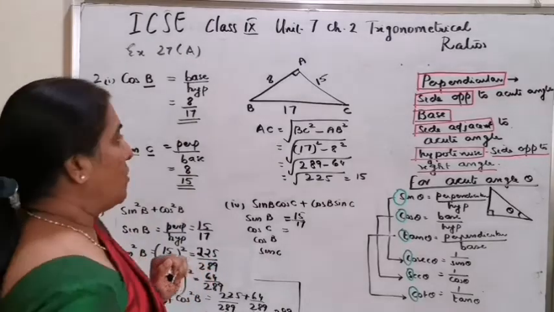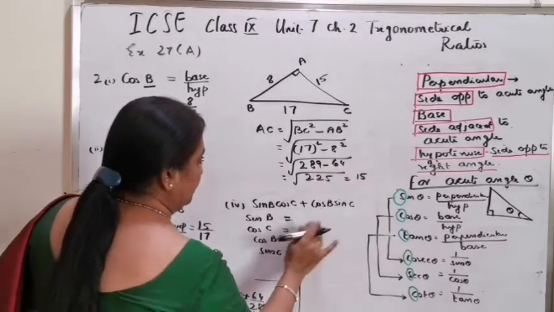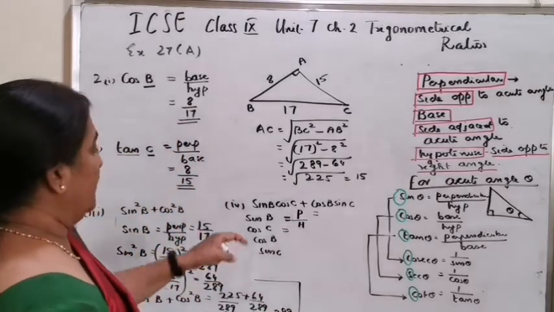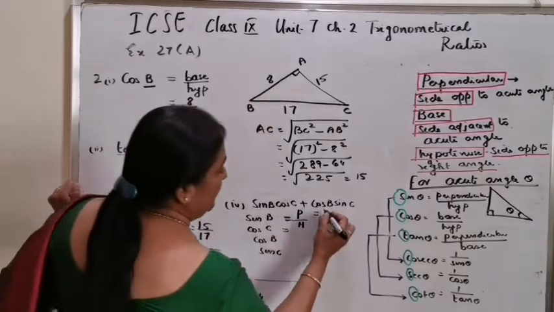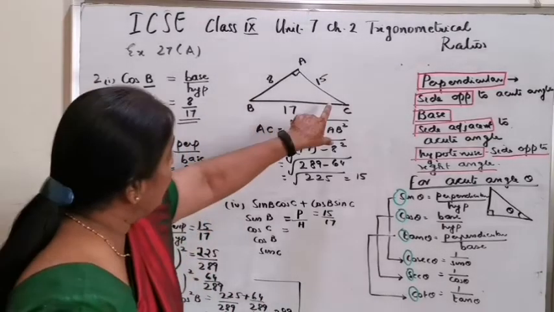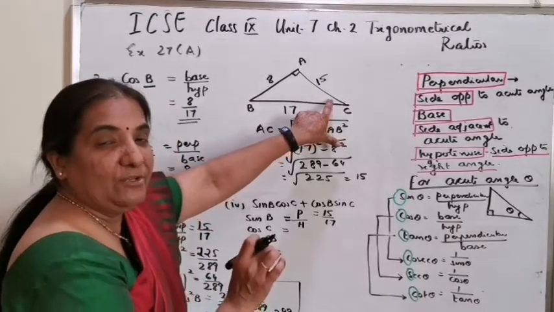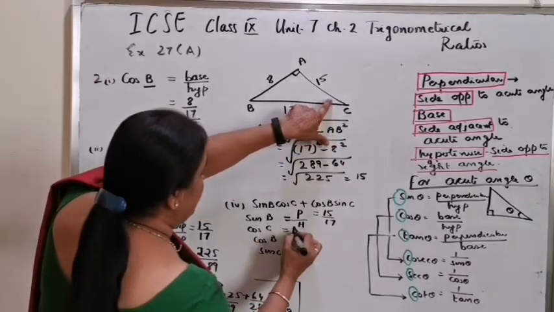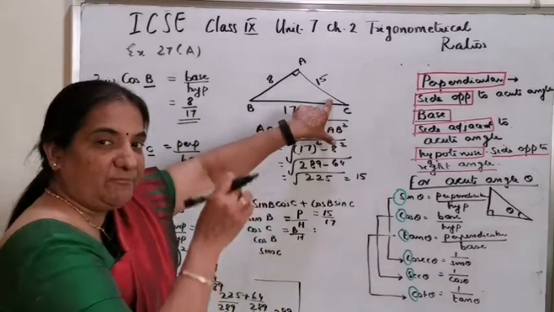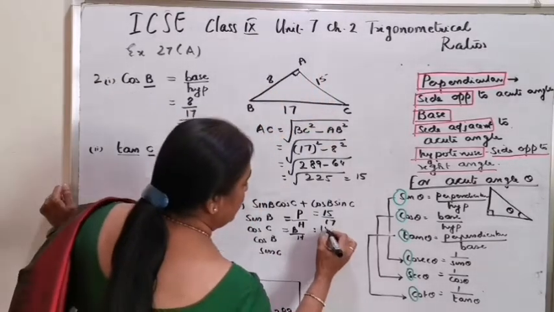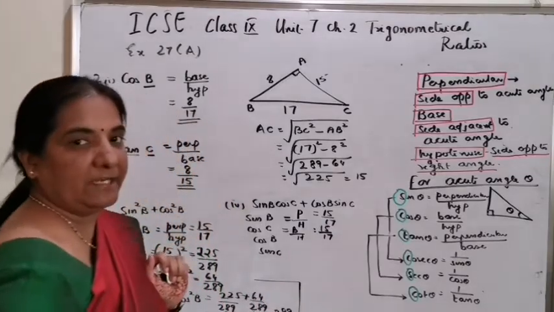Then cos C, let's write the ratio. Perpendicular by hypotenuse, then perpendicular value is 15 by 17. Same way, cos angle C is here. Cos value means base by hypotenuse. What's the meaning of base? Adjacent side. Which is the adjacent side? 15. That is 15 by 17 again.